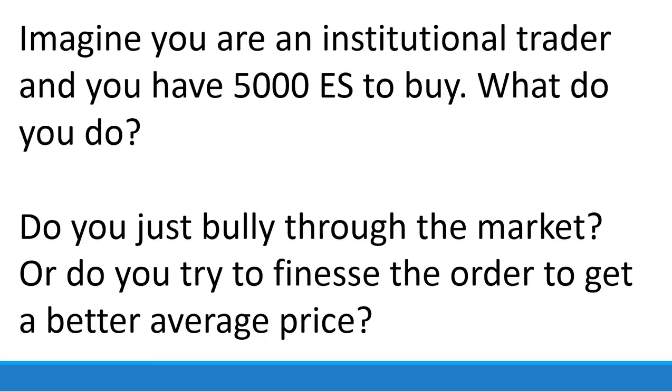So, imagine you're an institutional trader, and you have 5,000 lots of E-minis to buy. What are you going to do? You've got to decide: do you just bully through the market, or do you try to finesse the order to get a better average price?